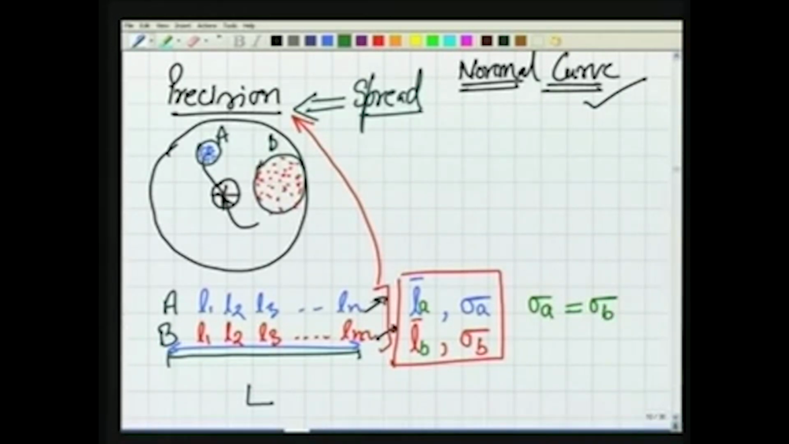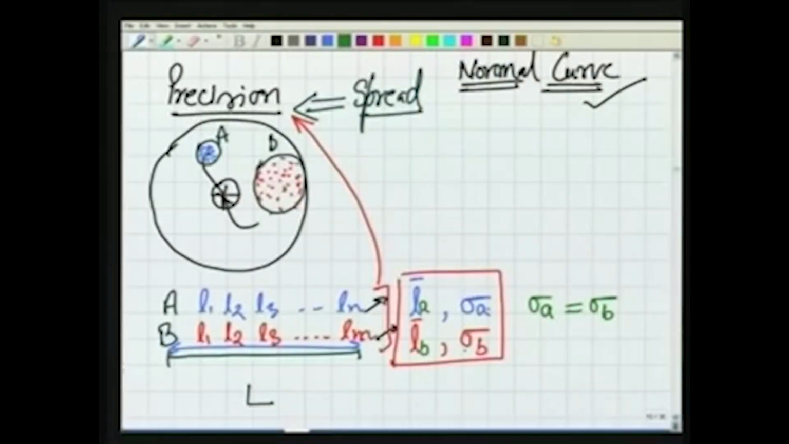Two observers went to the field, they measured one length. One has done the observations n number of times, the other has done the observations m number of times, and both of them come to the laboratory, they present their results. They have one mean, one standard deviation, another mean, another standard deviation. Incidentally, both these standard deviations are same. Now, out of these two means, which one is a better estimate of this length? The standard deviations are coming to be same.